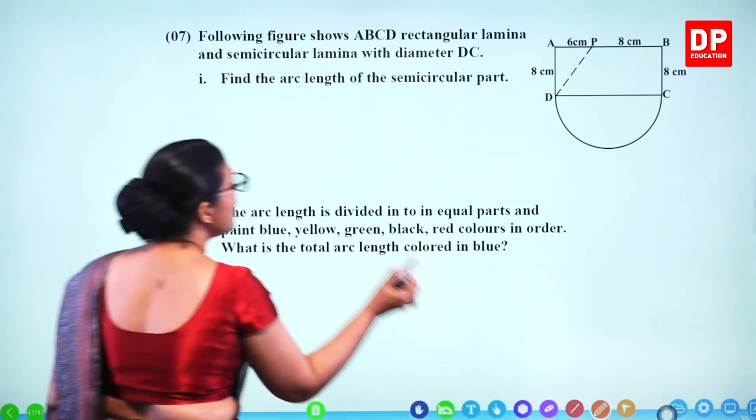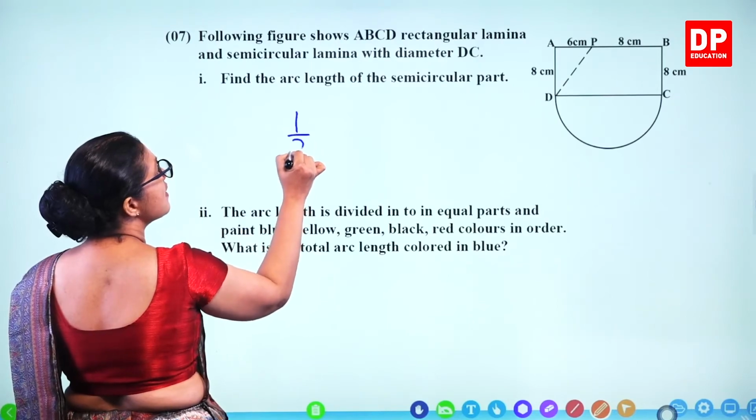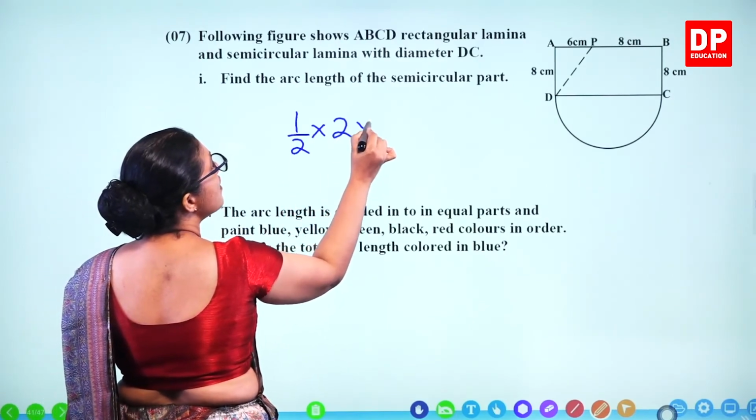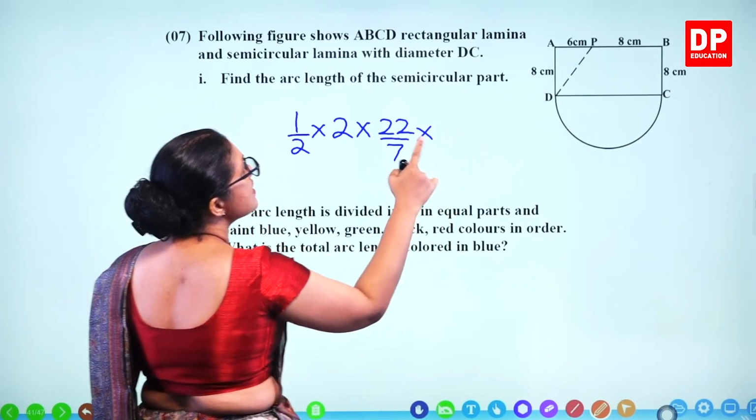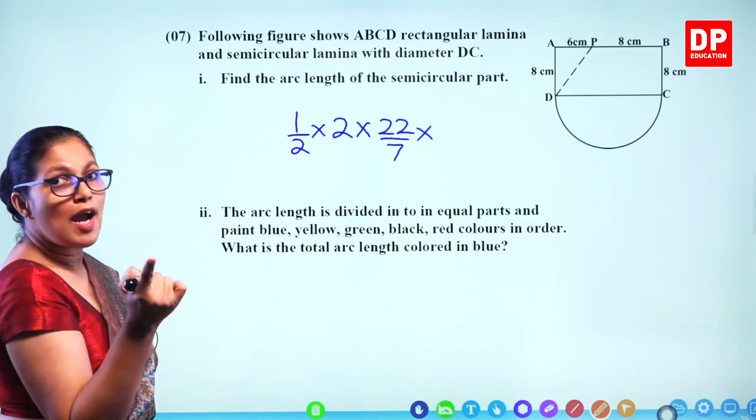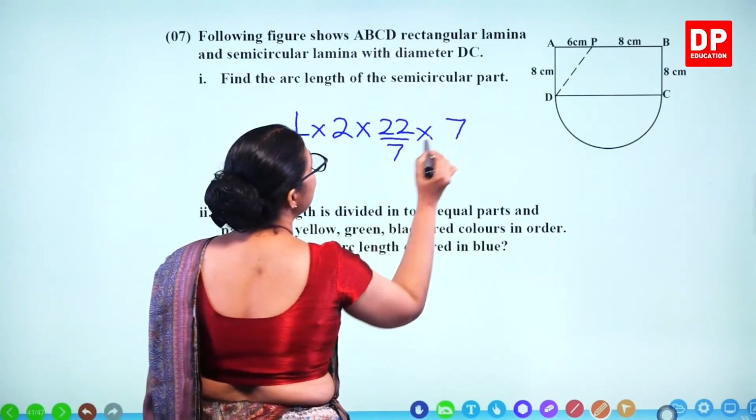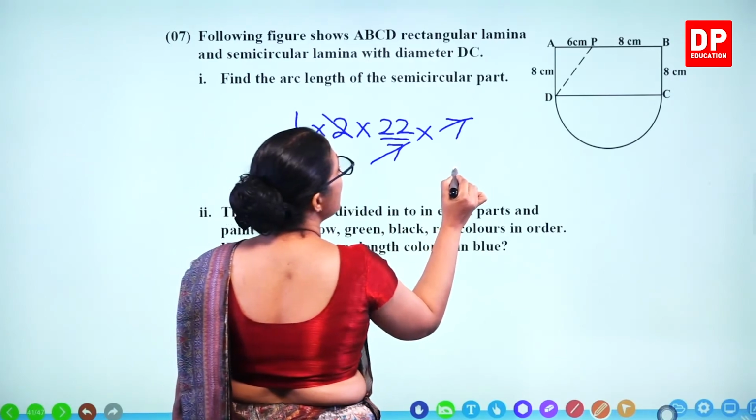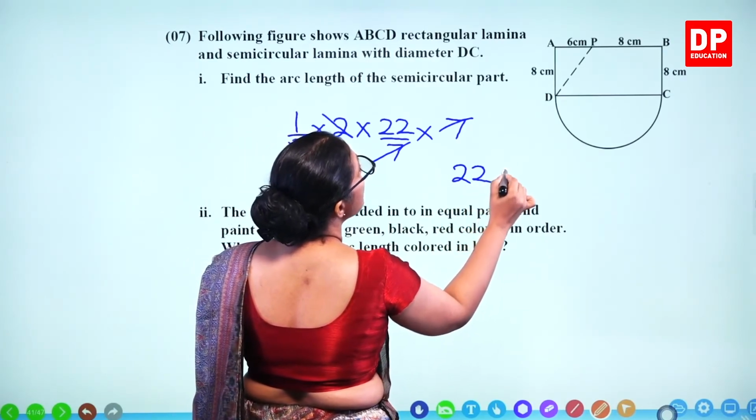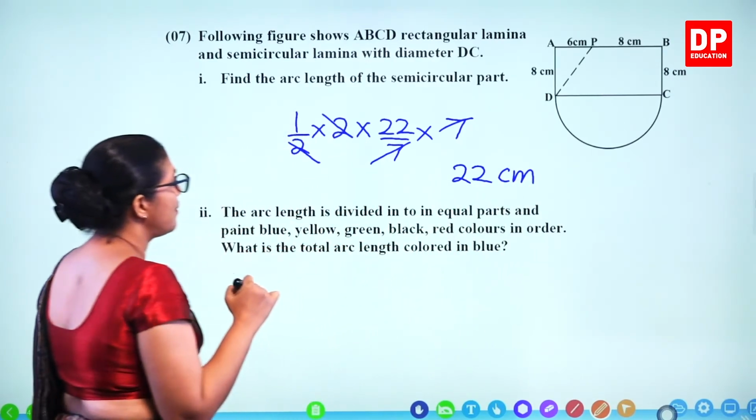So how you find out the arc length? That's a semicircle. Half into 2 pi r. Pi is 22 over 7. What's the radius? 14 is the length. Divide by 2. That's 7. 7 get cancelled out, 2 get cancelled out, you get 22 centimeter is the arc length.